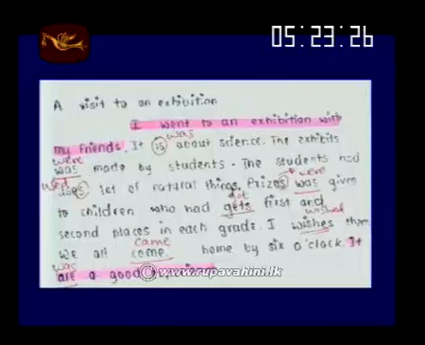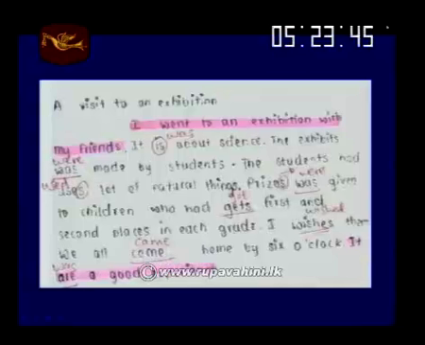I went to an exhibition with my friends. It is about science. The exhibits was made by students. The students had users lot of natural things. Prizes was given to children who had gets first and second places in each grade. I wishes them we all come home by 6 o'clock. It a good experience. Yeah, so this is the original text the child has written, original paragraph.